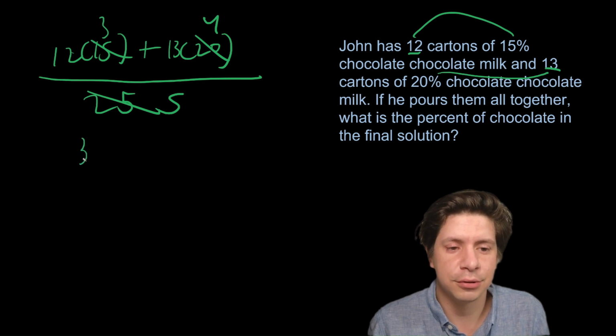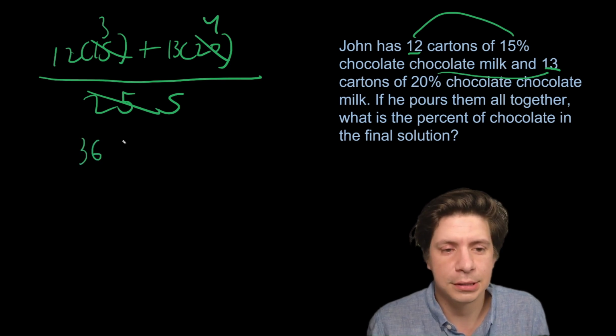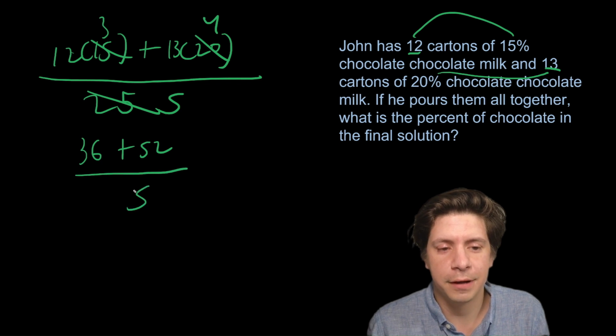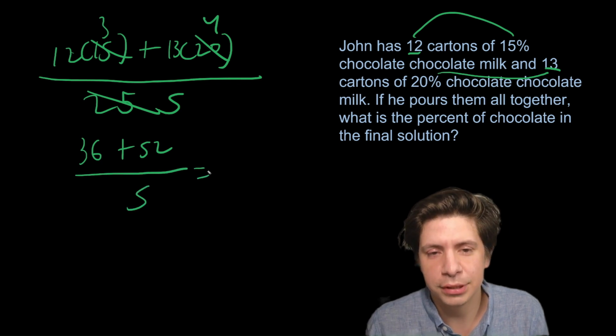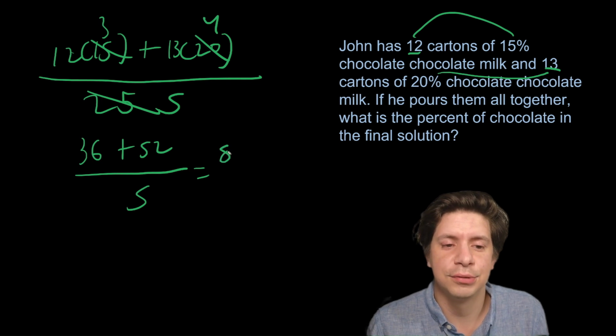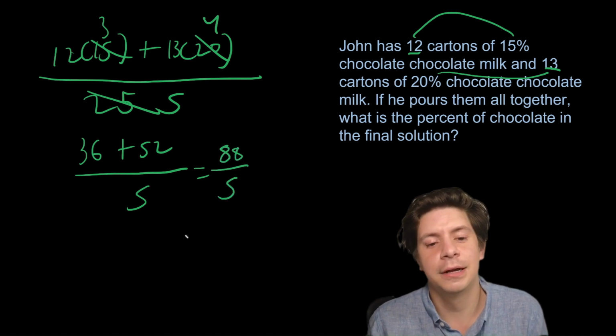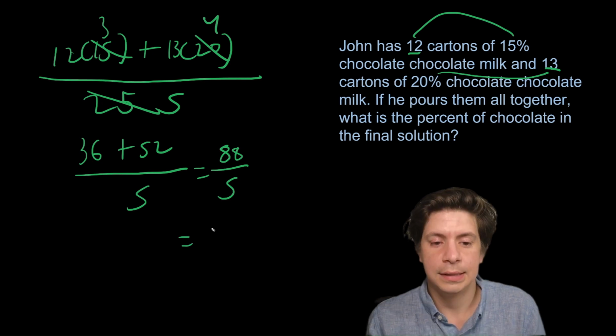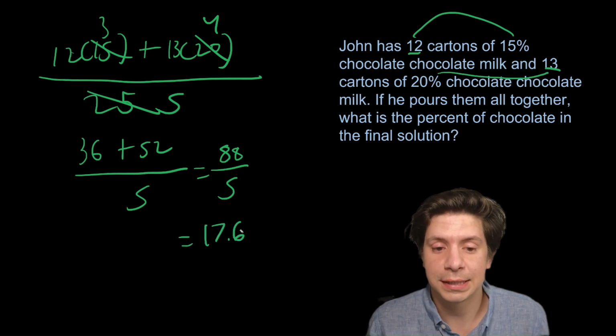12 times 3 is 36. 13 times 4 is 52. And then on the bottom you have 5. 36 plus 52 equals anyone? That's right. It is going to be 88 over 5. And what's 88 over 5? Not 17.5. It's going to be 17.6.